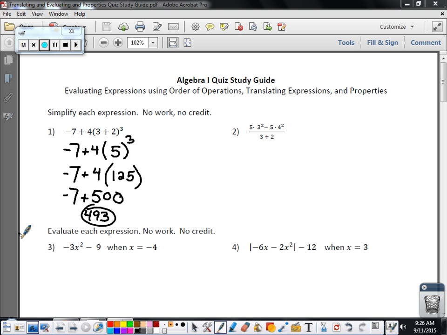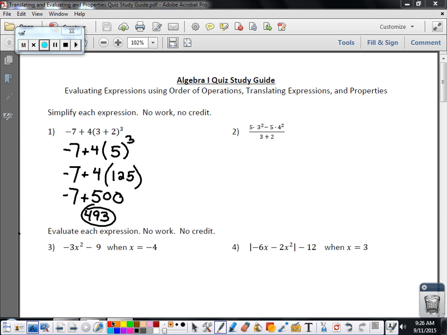It's good to do both. It's really, really good, guys, to be able to put it in the calculator accurately, but also be able to work it out step by step. So I want you to practice doing both here. All right, moving on to number 2.